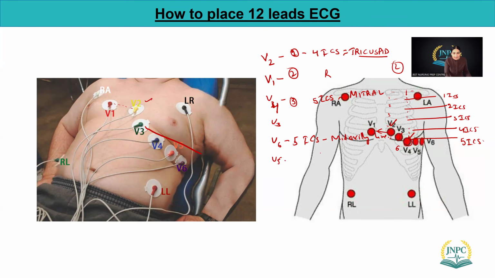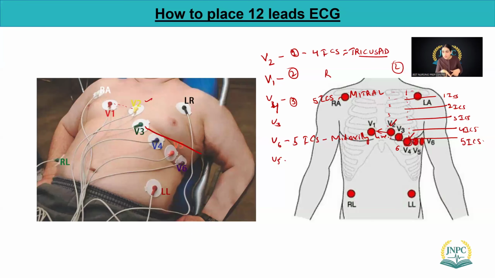So then we are done with V6 and put that V5 in between V4 and V6. But follow that same pattern. Do not go flat. It shouldn't be on the ribs, because if you put it on the ribs, we cannot see what is going on in the heart. It should be in between the ribs, in between the intercostal space. Okay, so this is the order.